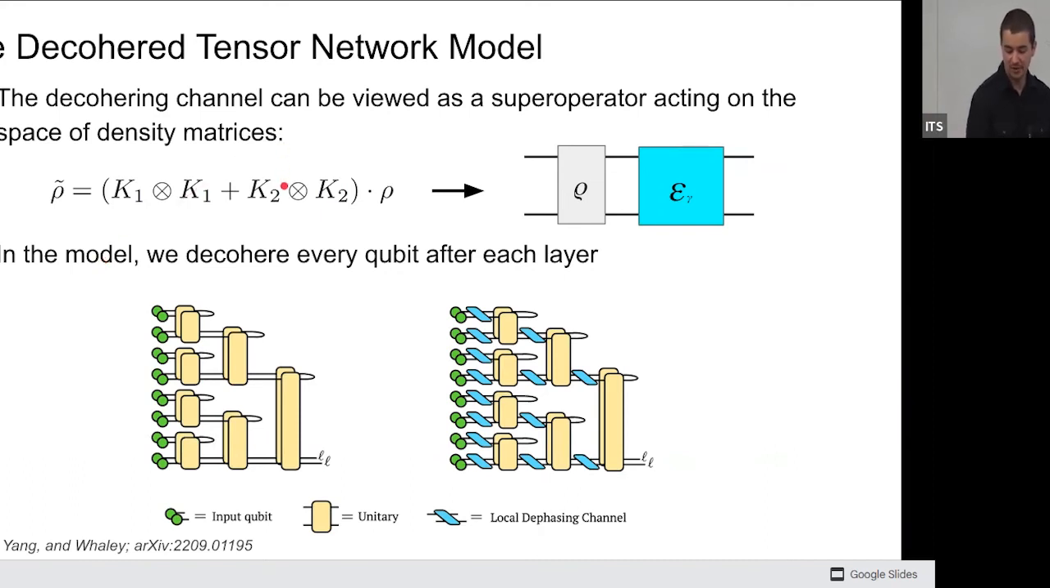Basically you can imagine doing this as just some super operator acting on rho. So you take rho, act on it with some fourth order tensor, and you get out rho prime. So it's actually pretty easy to incorporate into a network. You just take your network, we use a tree in this case, and you insert these in between the qubits and also between every layer. So every layer is decohered, basically, is our setup.